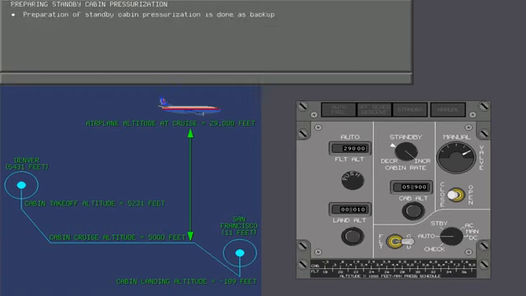Preparation of standby cabin pressurization is done as a backup in case auto mode should fail. To prepare cabin pressurization as a backup, set the standby cabin rate knob at the index. Now touch the cabin rate knob.